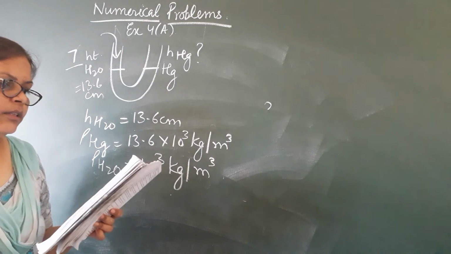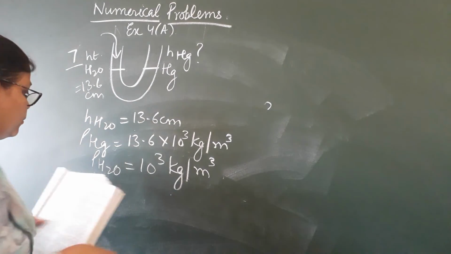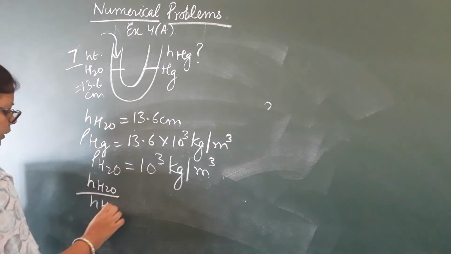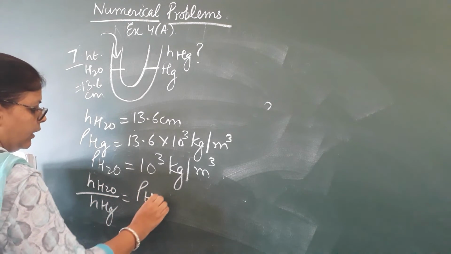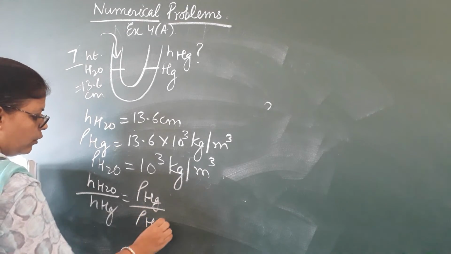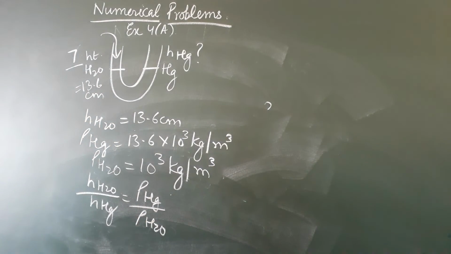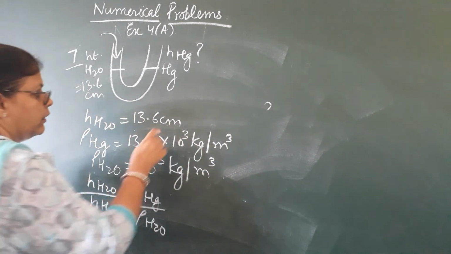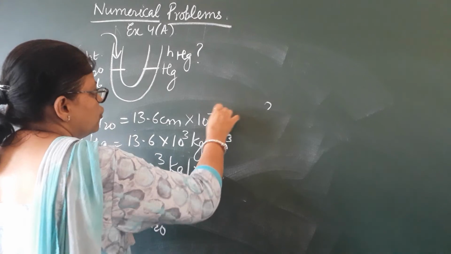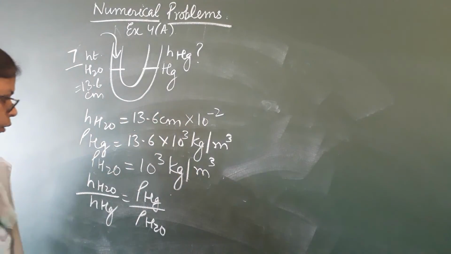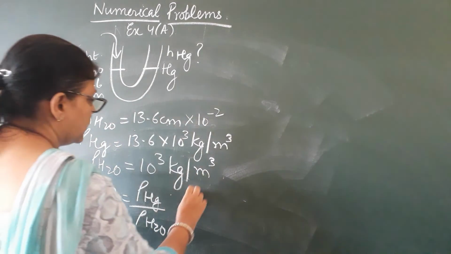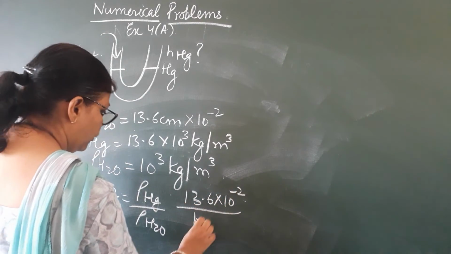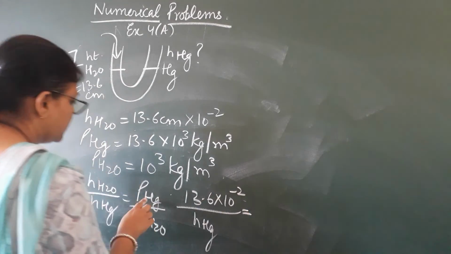Okay children, now this is again a comparison question. We will say height of water upon height of mercury is equal to density of mercury upon density of water. Now let's substitute the values. The height of water is in centimeters, while the other is in meters, so it needs to be converted. That will be 10 to the power minus 2. So height of water is 13.6 into 10 to the power minus 2, upon height of mercury, which you need to find out, is equal to the density of mercury.